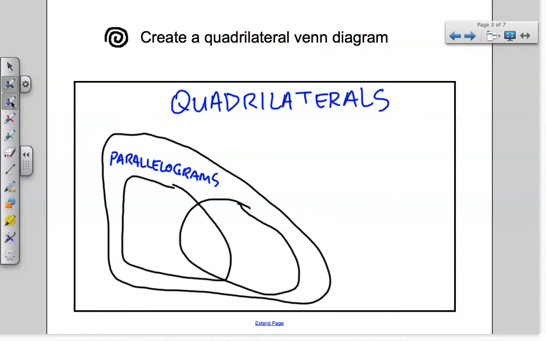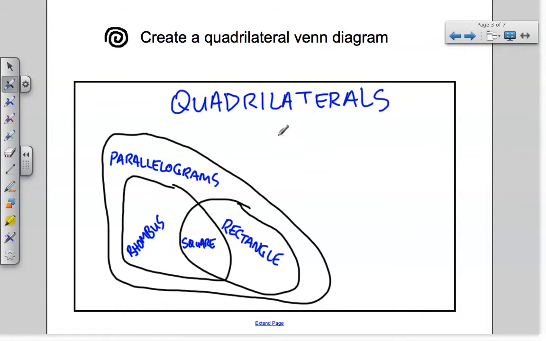So these are within parallelograms. We have in this box, we could say rhombus. In this shape, I could put rectangle. But you mix a rectangle and a rhombus, and what do you get right in here? A square. So that's why they overlap and create a square.